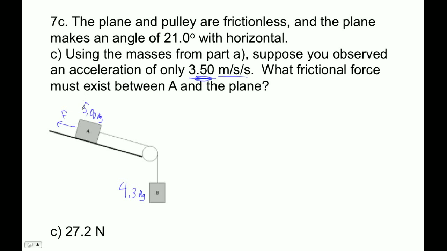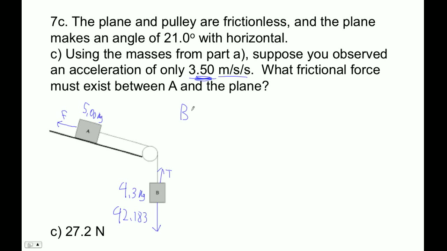An interesting problem. Okay, so let's figure out what we can figure out, and hopefully this stuff will fall in our lap. So first thing is let's find that force of gravity. So 4.3 times 9.81 is 42.183. Right, and then there's the tension acting up, right?